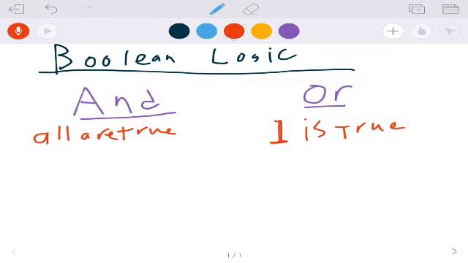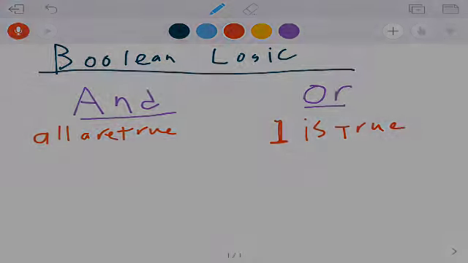And so we're going to use Boolean logic in order to work with these compound inequalities. It's really important that we understand how the basic logic works first before we jump into actually solving any of these inequalities.